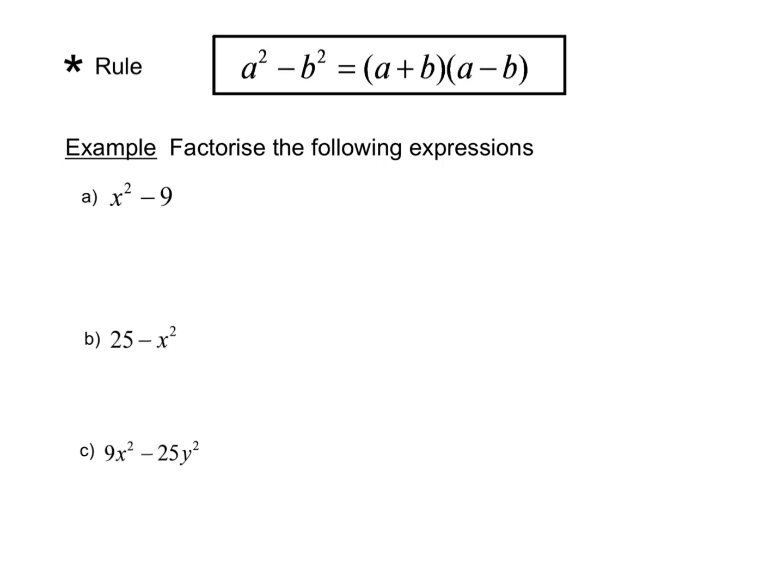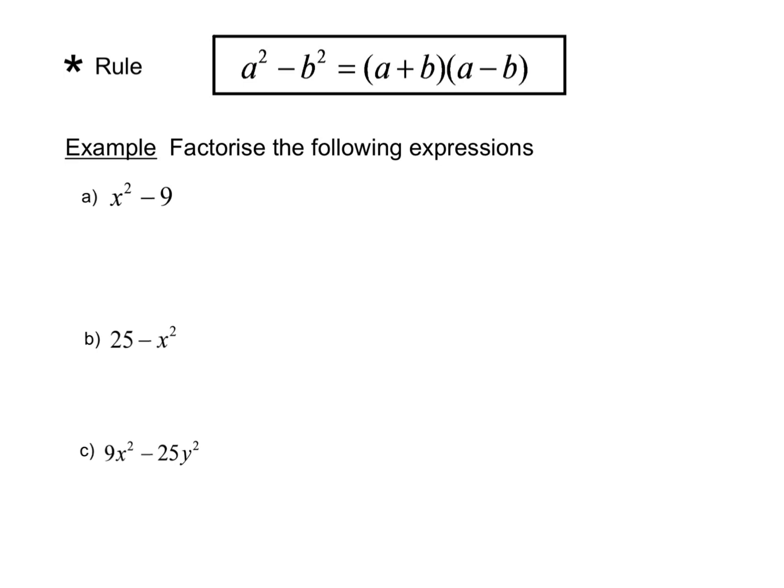So when we have a difference of squares, in other words, something squared, take away something else squared, in the first bracket we can take the square root of a squared, which is a, and put it at the front of the bracket, and at the front of the second bracket as well. Then we take the square root of the second term, so the square root of b squared is just b, and we put that at the end of each bracket. And then one bracket has a plus in it and one bracket has a minus. That'll make more sense when we go on to the examples.